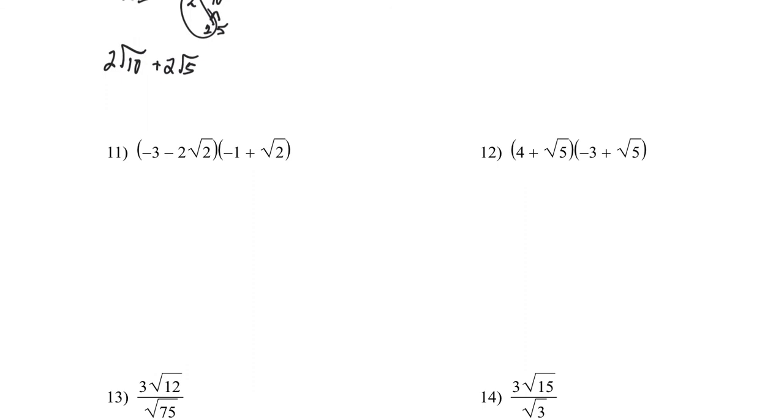Okay, when you have 11 and 12, you just distribute, boiling, if you want to call it that. We're distributing twice.